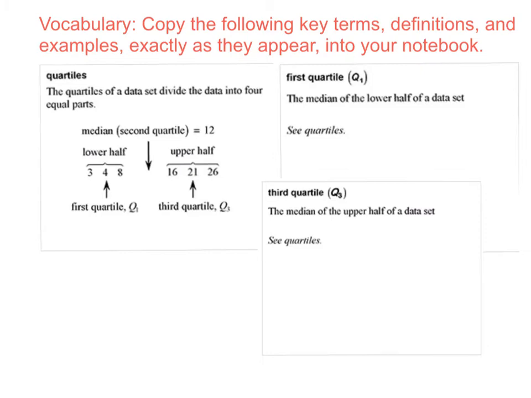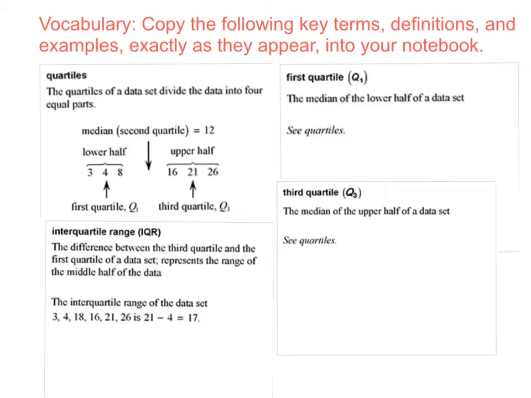Continue copying these key terms, definitions, and examples exactly as they appear into your math notebook. Quartiles. The quartiles of a data set divide the data into 4 equal parts. The first quartile, Q1, the median of the lower half of a data set. Third quartile, Q3, is the median of the upper half of a data set.